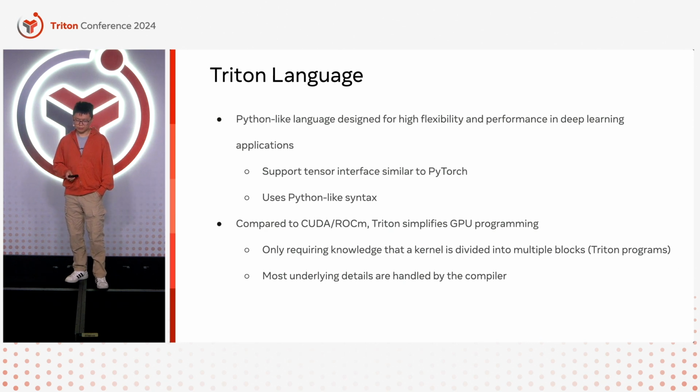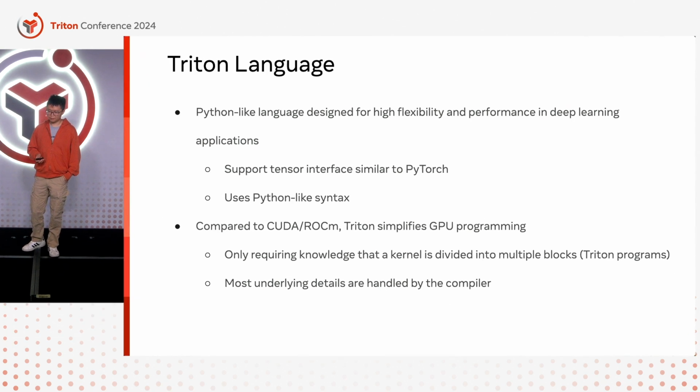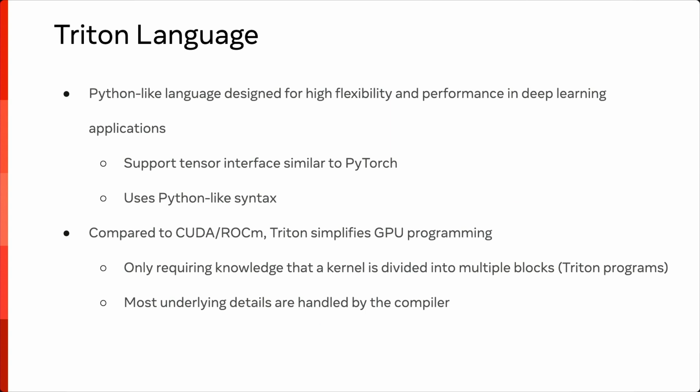Triton is a Python language designed for high flexibility and performance in deep learning applications. It supports a tensor interface similar to PyTorch, which means that you can use tensor operations similar to whatever you have when you use PyTorch. The difference is just that these tensor operations operate on Triton tensors instead of PyTorch tensors. All the syntax we use to write Triton programs is quite similar to Python. There are just very few exceptions.